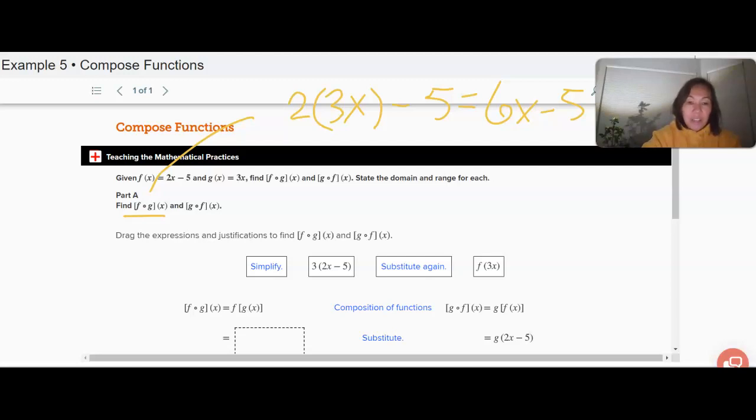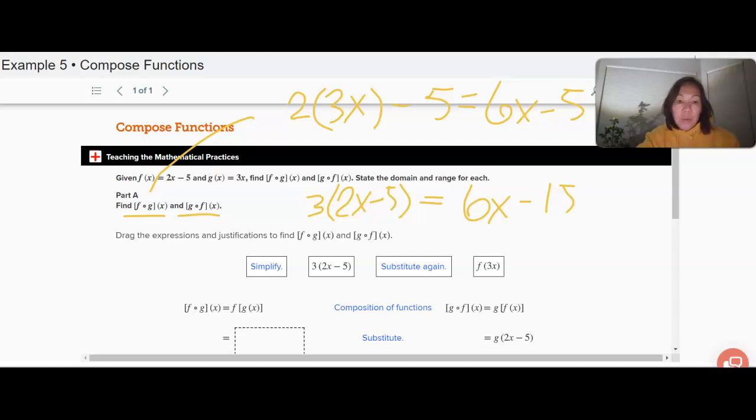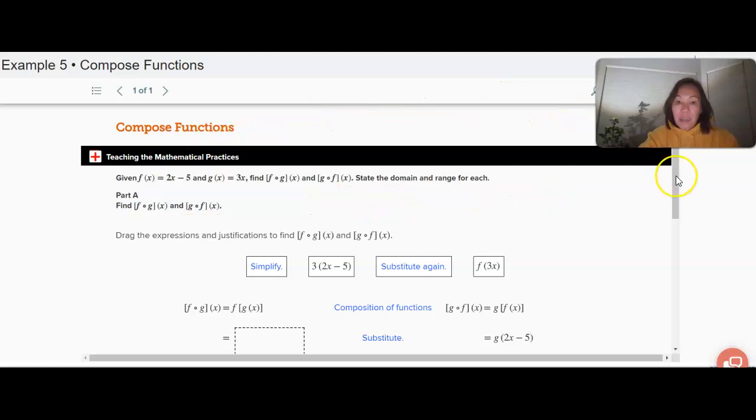Now if I want to find g of f of x, then I'm going to take the g function, which is 3x, but in place of x I'm going to put parentheses, and in those parentheses I'm going to put f of x, which is 2x minus 5. So the composition here would be 6x minus 15. They won't always be the same thing. There is a special case if they are the same, which we'll talk about later. But all we're doing is taking one function and putting it in for the input of the other function. And that's all we're doing for composition, really.